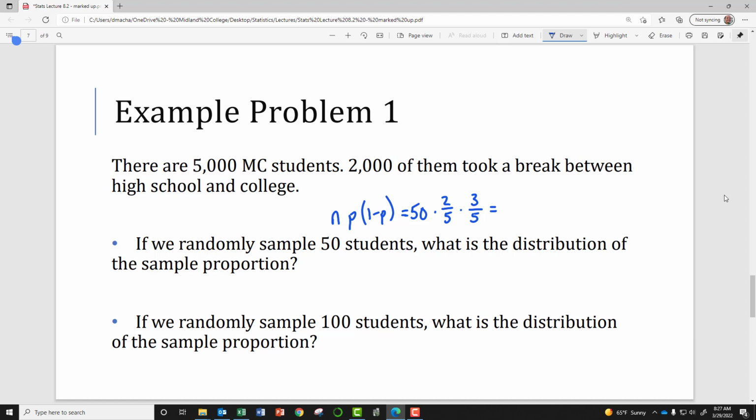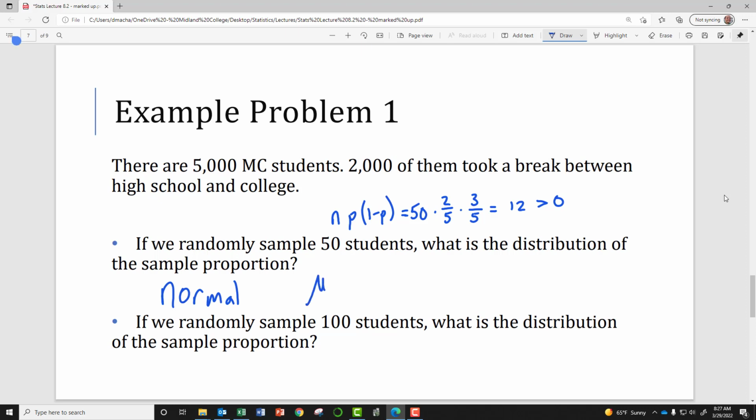So I have 50 times 2/5 times 3/5. So that's going to be 10 times 2 times 3/5, which is 12. And 12 is greater than 10, and so that means that this has to be normally distributed. So the distribution of the sample proportion will be a normal distribution.